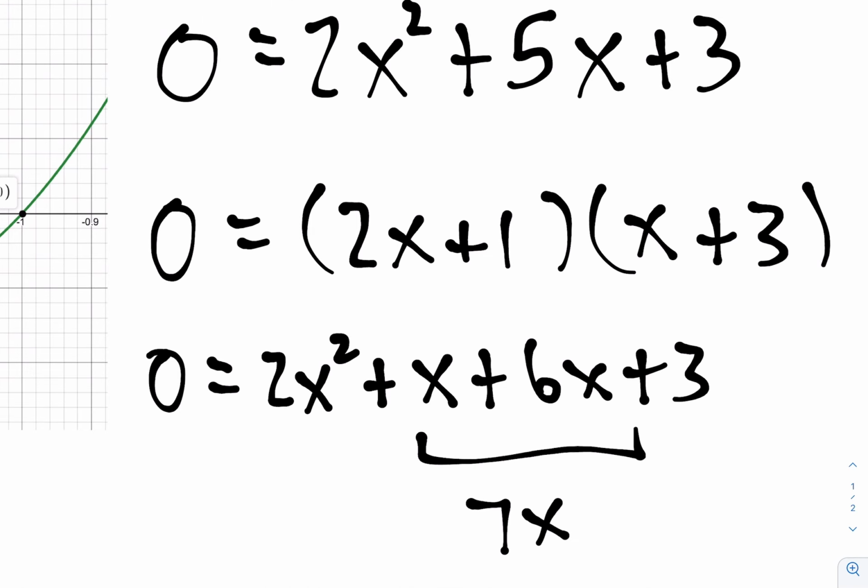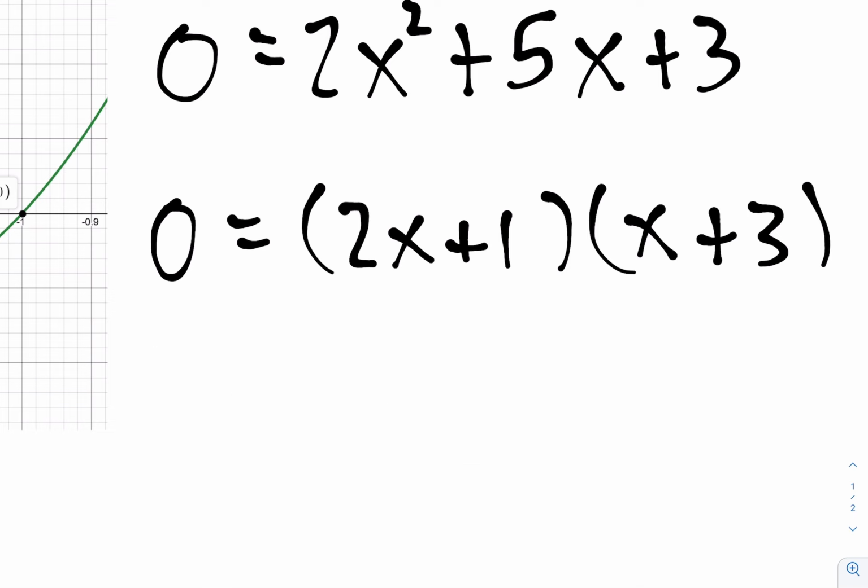So that must mean that we have to switch the order of the 1 and the 3. So this is going to be 2x plus 3 and x plus 1. Now when we multiply this out, we're going to get 2x times x, which is 2x squared, 2x times 1, which is 2x, 3 times x, which is 3x, and 3 times 1, which is 3. When we add 3x and 2x together, we're going to get 5x. So that's how we know we factored it correctly.